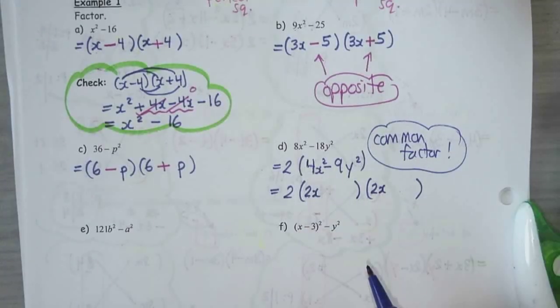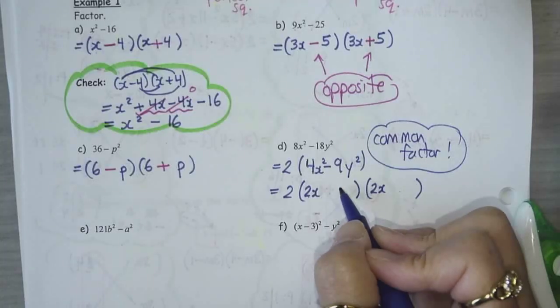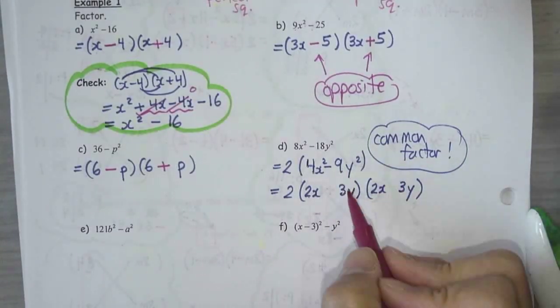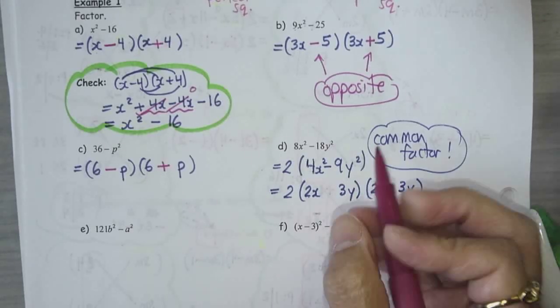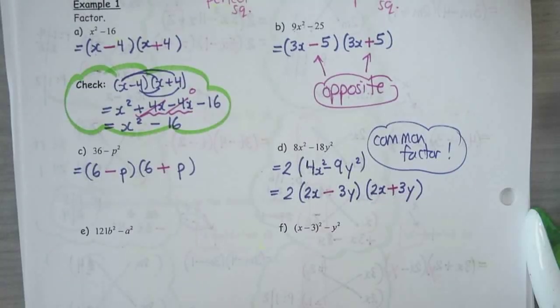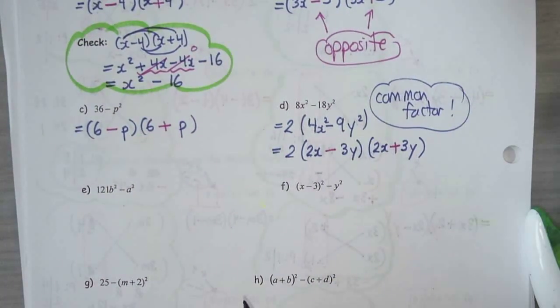That gets me 4x squared. 2x, 2x, and this is 9y squared, so it's 3y, 3y, right? 9y squared is a perfect square, 3y, 3y, and you put one minus and one plus. Doesn't matter the order of the minus and plus, it can go backwards or forwards, as long as I see one of each, opposite signs.